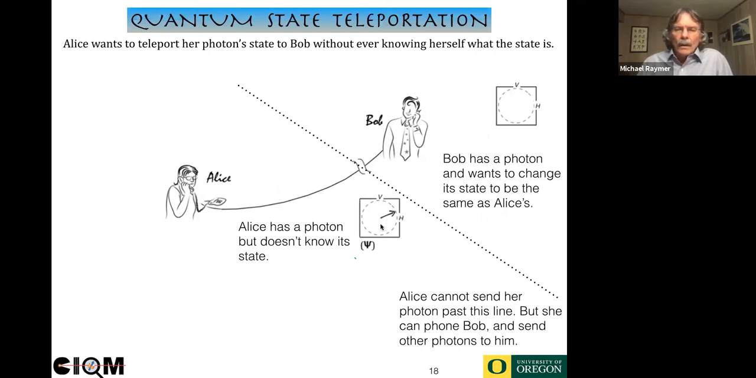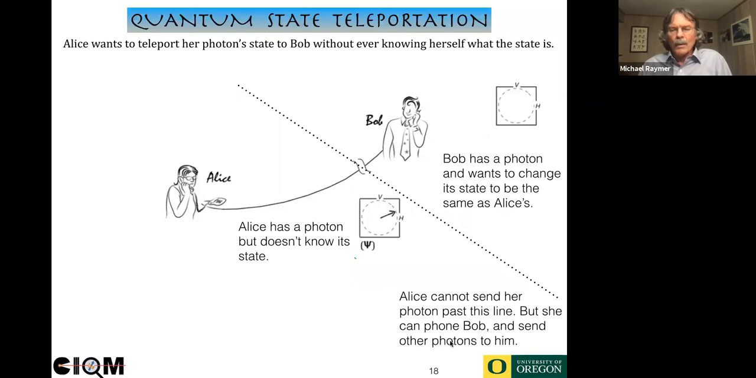So, Bob has a photon that he's got previously. And Alice has a photon that she had previously. So there's three photons in total. Now Bob wants to change the state of his photon, so it's going to be the same as the one the professor handed to Alice. Now Alice cannot send her photon past this line, but she can telephone Bob and send information to him, and say she can send other photons to him.